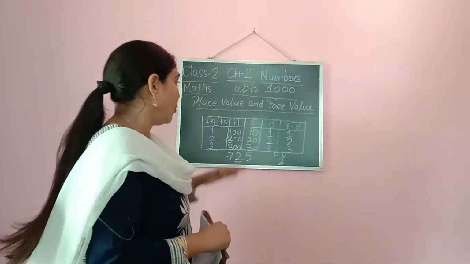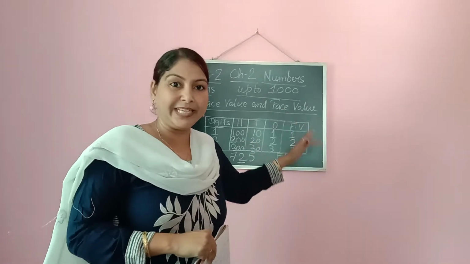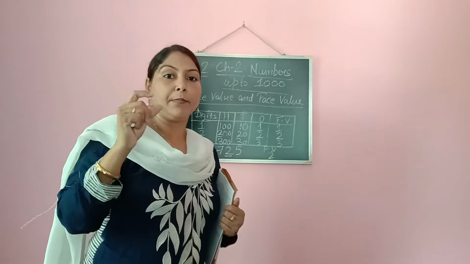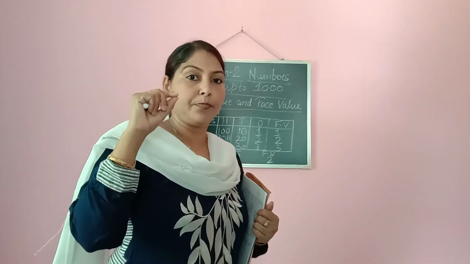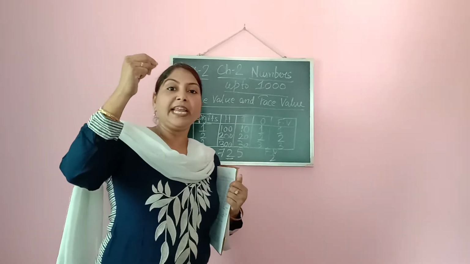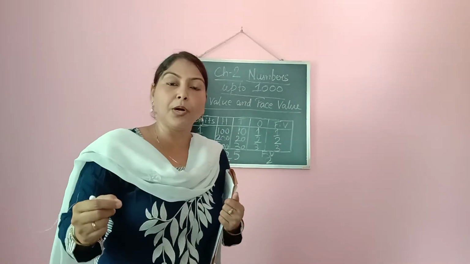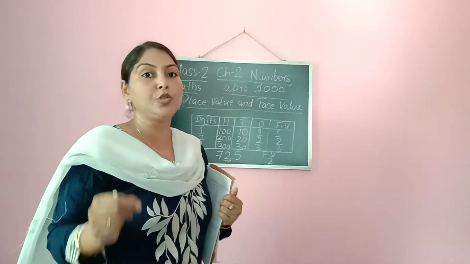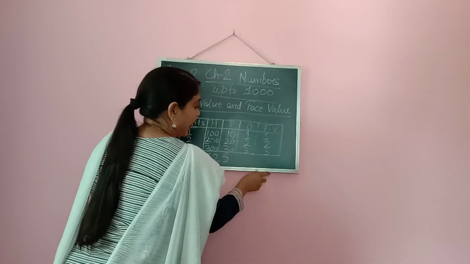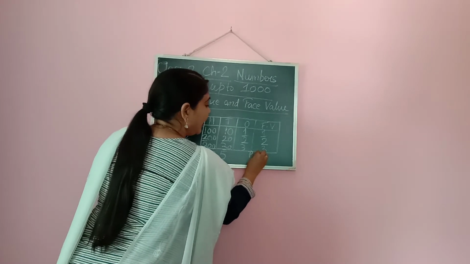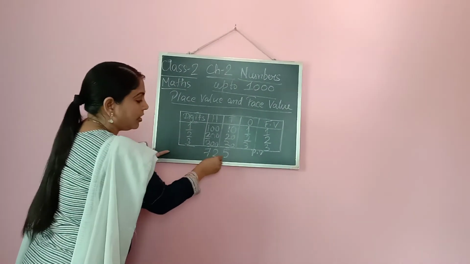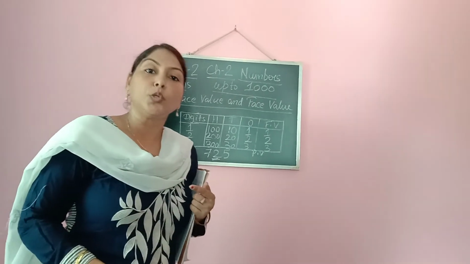Fine. Now we have also learned what is place value. Place value is the place of any digit in any number in a place value chart. Like for example, now I am going to write here place value, PV. PV means place value.